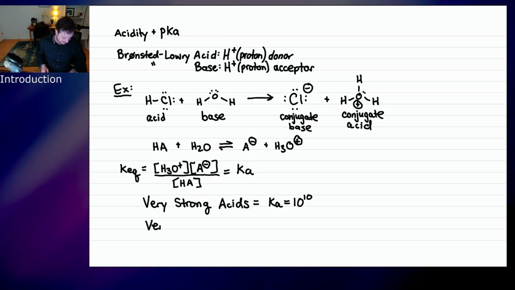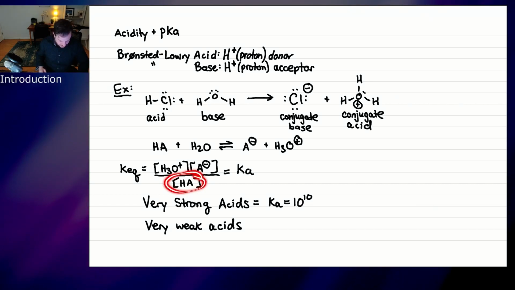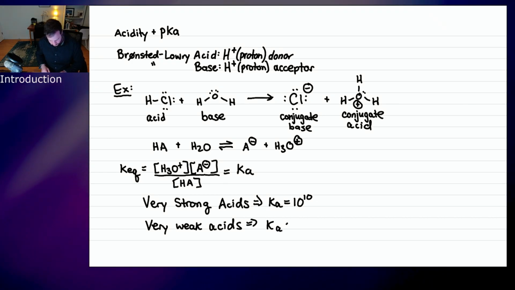For very weak acids, the concentration of hydronium and the conjugate base is going to be very, very low because they don't tend to react very readily with water. The net result is the denominator is going to be extremely large because the reaction is not going to proceed very far in the forward direction for a weak acid. So the Ka value tends to be very small, something like 10 to the minus 50, a very, very small number.